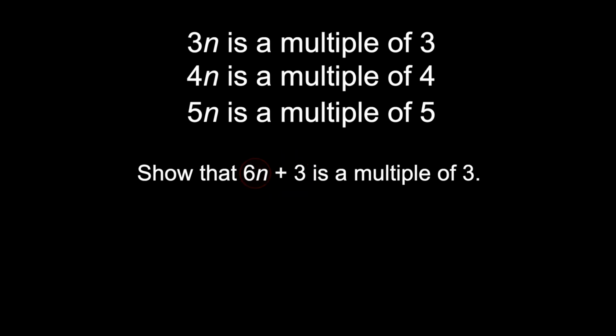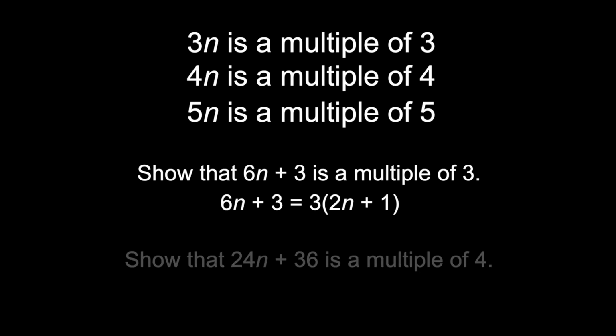We can see that 3 goes into both 6n and 3. So we can rewrite this expression as 3, open bracket, 2n add 1, close bracket. We have ended up with 3 multiplied by something. That something being 2n add 1. So 6n add 3 is a multiple of 3.